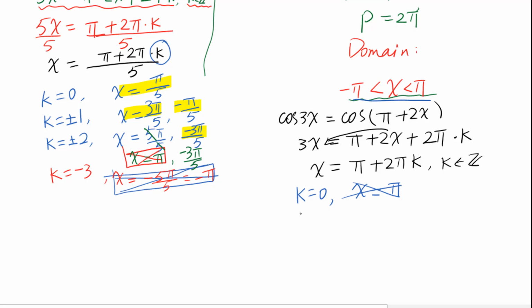So we cross out. When k equals positive or negative 1. For positive 1, x equals 3 pi. Negative 1, x equals negative pi. It's all out of domain. So we get these 4 solutions.